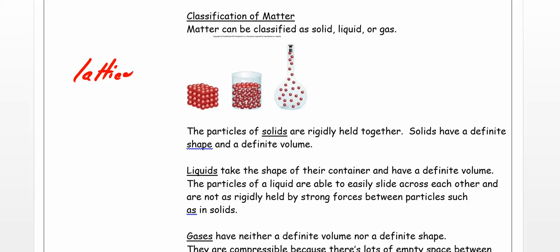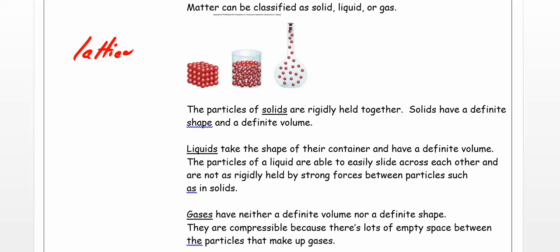So that's liquids now. Let's look at the last category. We're going to call this one gases. And we're all familiar with gases. We have a whole unit on gases at the end of the year, but gases have neither a definite volume nor a definite shape. They are compressible because there's lots of empty space between the particles that make up the gases. This is called a volumetric flask. Not that you need to know that, but this is called a volumetric flask. This one is called a beaker, by the way. We'll talk about that later.